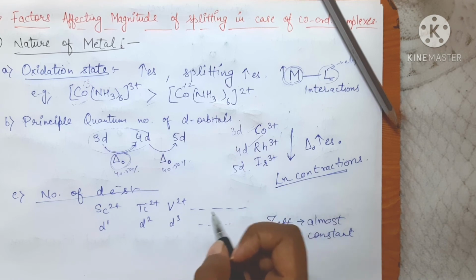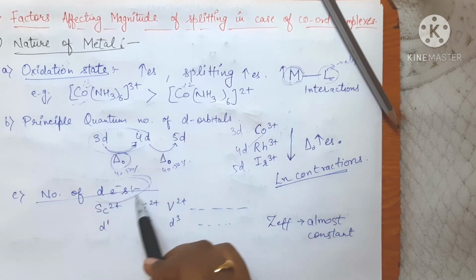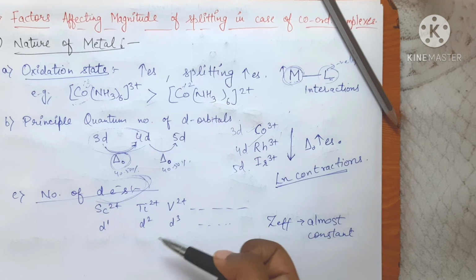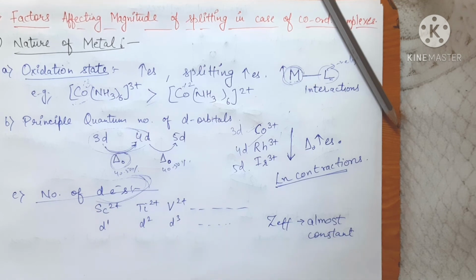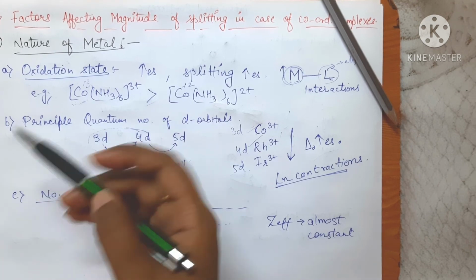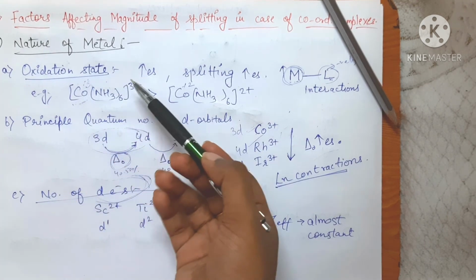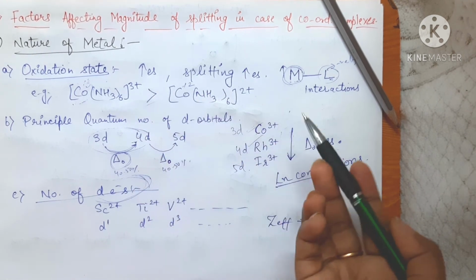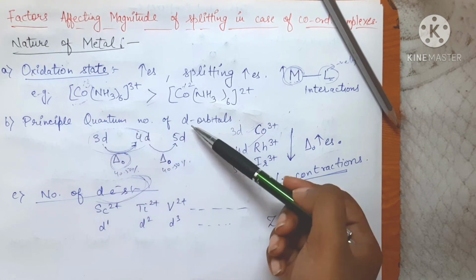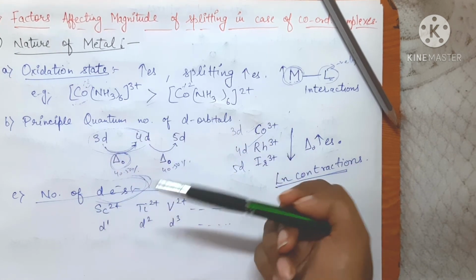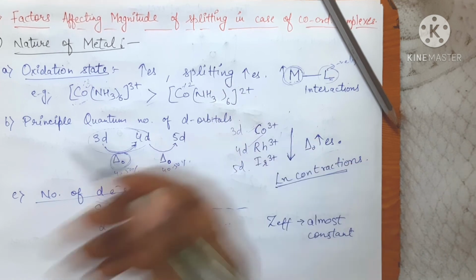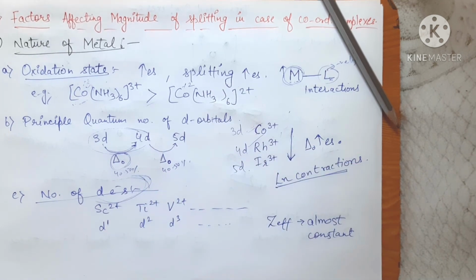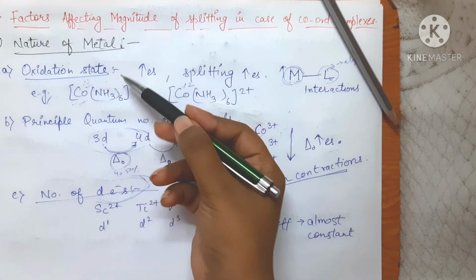So based on the number of d electrons we cannot predict the value of Δo or Δt. Okay, this is a very important conclusion. If we look at the oxidation states, based on oxidation states we can tell relatively which one will be having more splitting of orbitals. Based on principal quantum number also we can tell, but based on d electrons we cannot tell that.